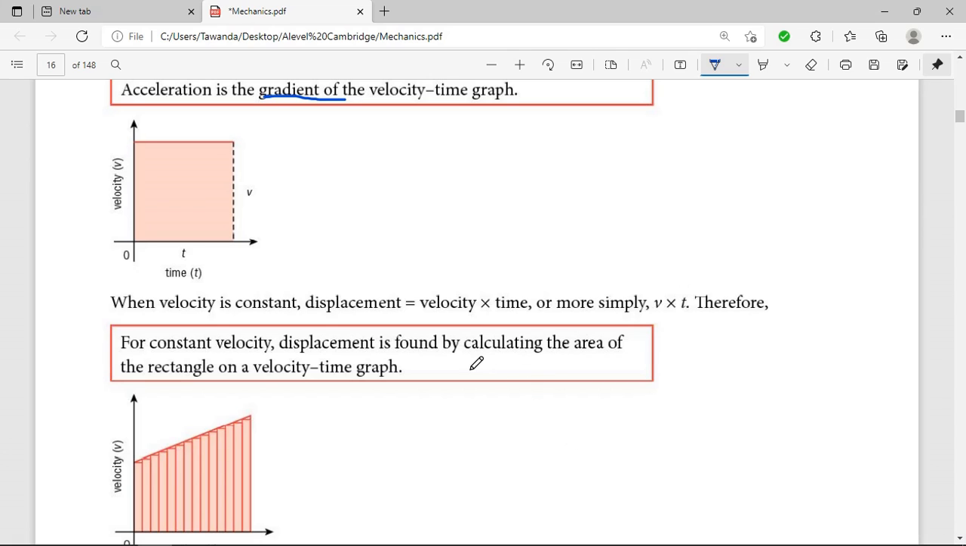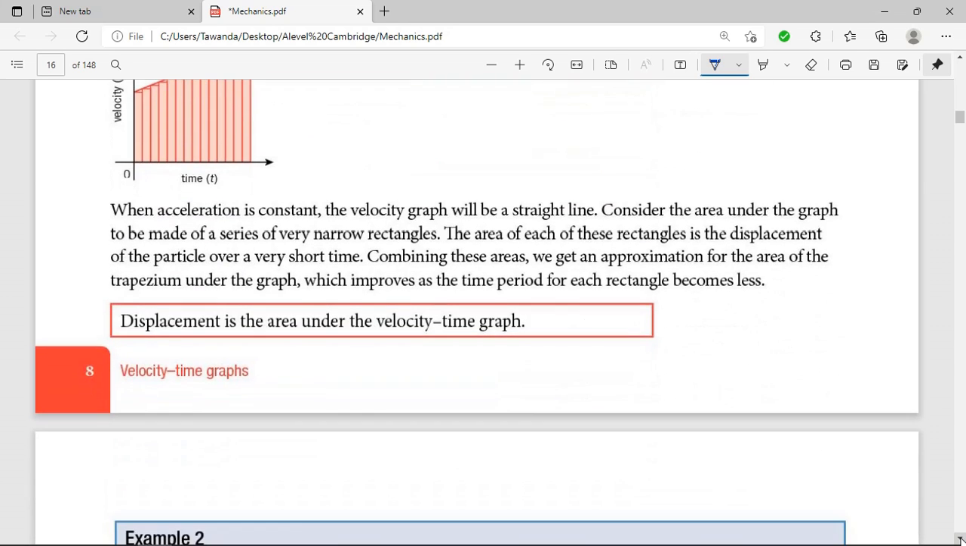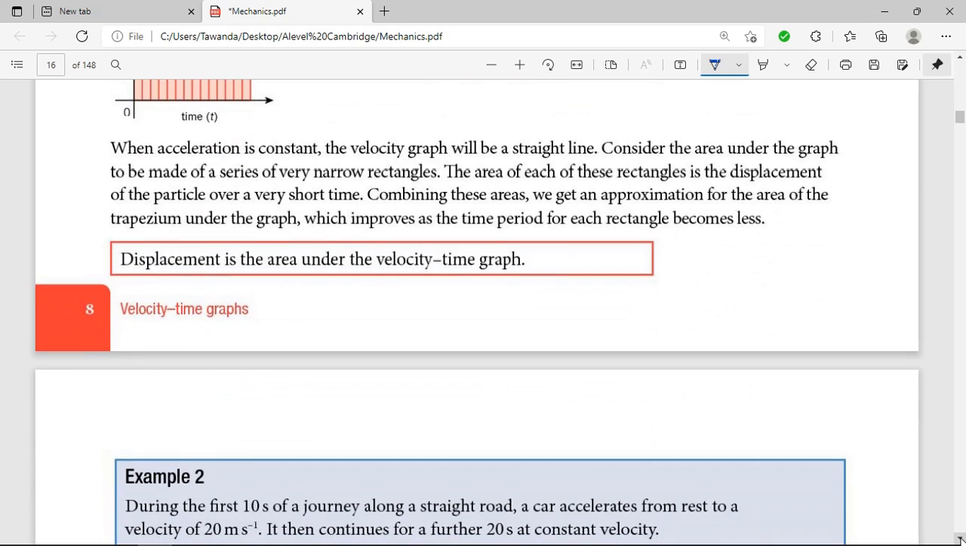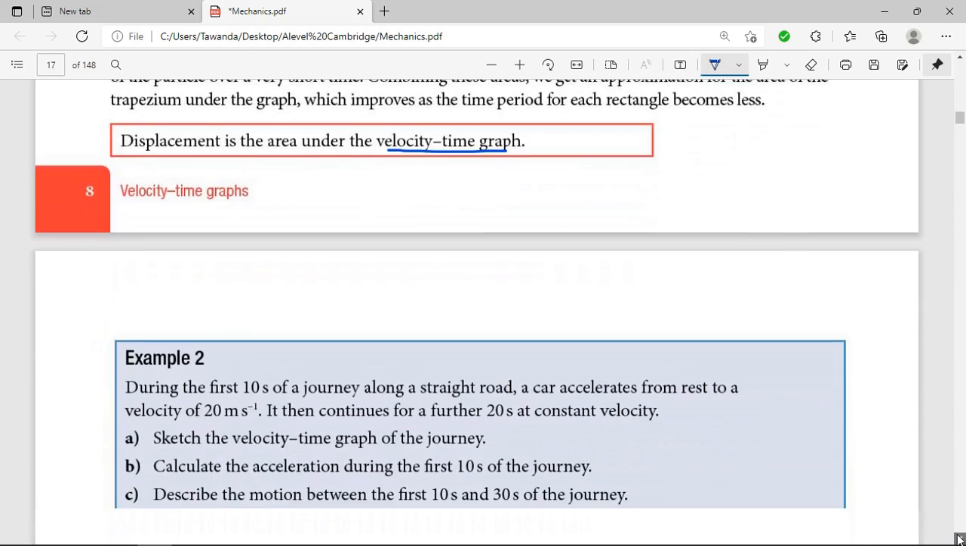You must know that you should find it using calculation of the area under the graph. So make sure you know the formulas to calculate the area of a square, the area of a rectangle, the area of a triangle, and the area of a trapezium. You should know all the aspects of that. So the displacement is the area under the velocity time graph.